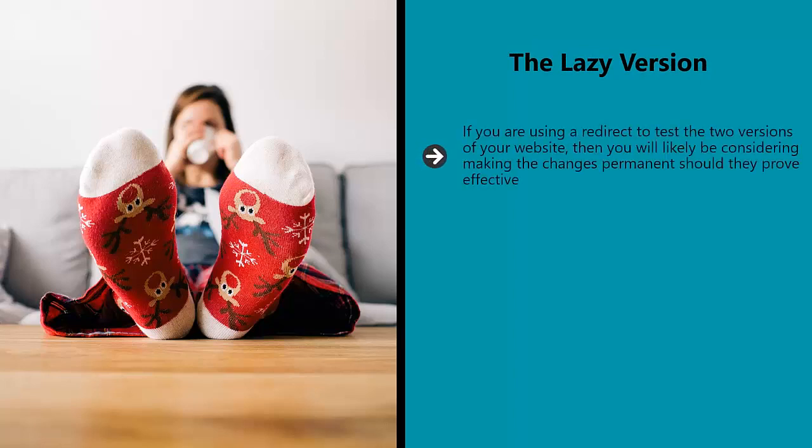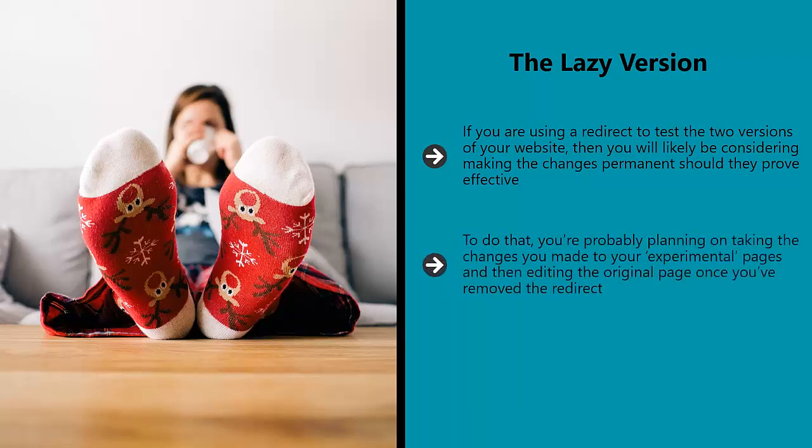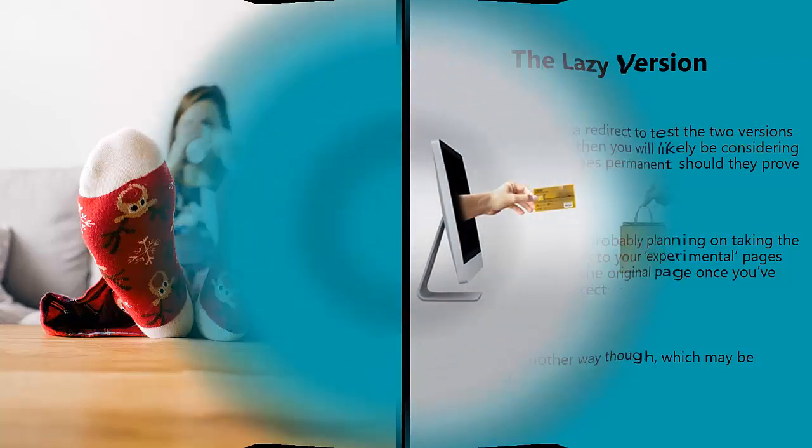The lazy version. If you are using a redirect to test the two versions of your website, then you will likely be considering making the changes permanent should they prove effective. To do that, you're probably planning on taking the changes you made to your experimental pages and then editing the original page once you've removed the redirect. There is another way, though, which may be quicker. This is to take the edited version and simply make the redirect permanent. You can do this with a redirect, but note that by using a 301 redirect from your htaccess file, you will risk losing 10% of your link equity. To prevent this from happening, use a JavaScript or PHP redirect instead.